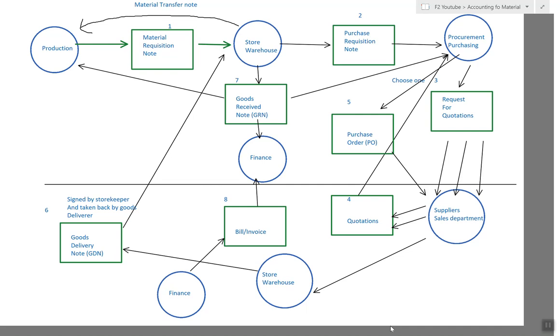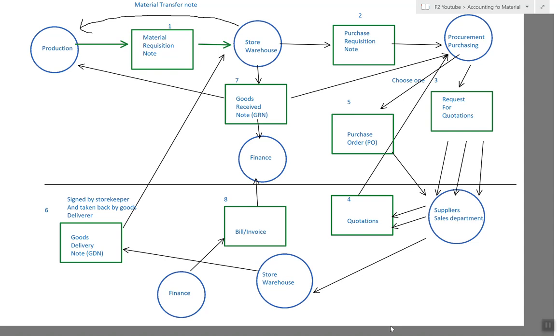Okay guys, next chapter is accounting for material. We don't necessarily talk about accounting double entries for material, like in the previous chapter, we didn't necessarily talk about double entry for labor. So here we will discuss issues relating to material, important things relating to material.